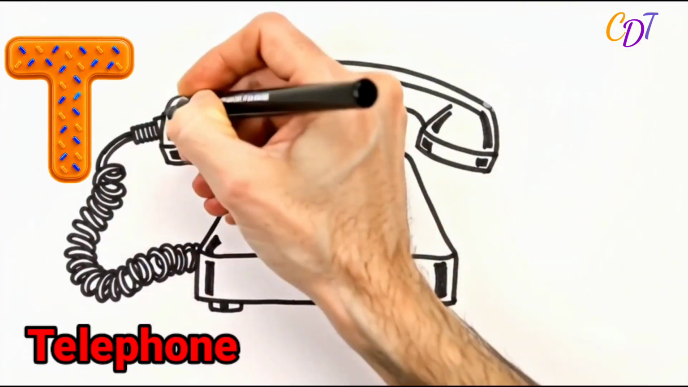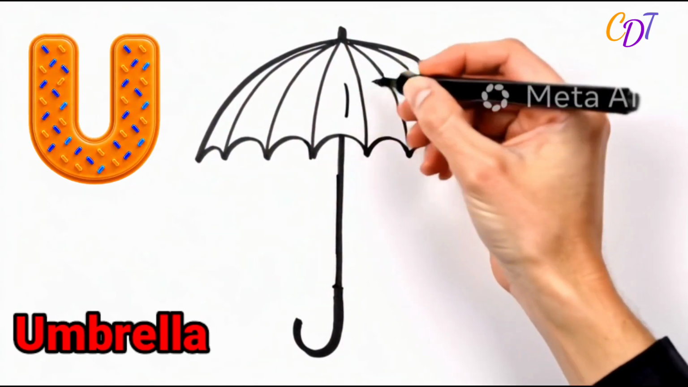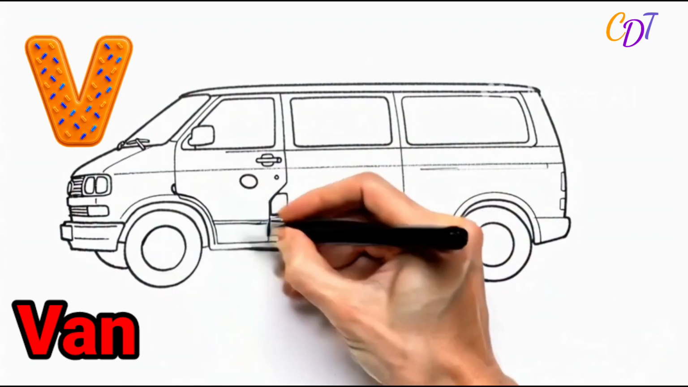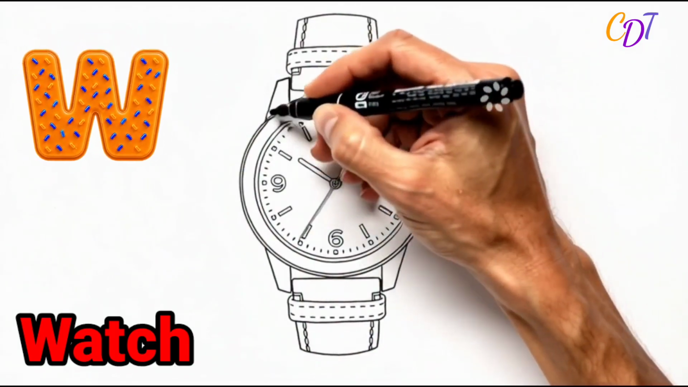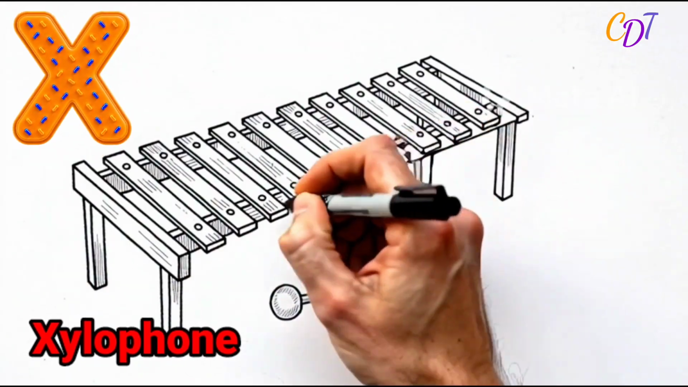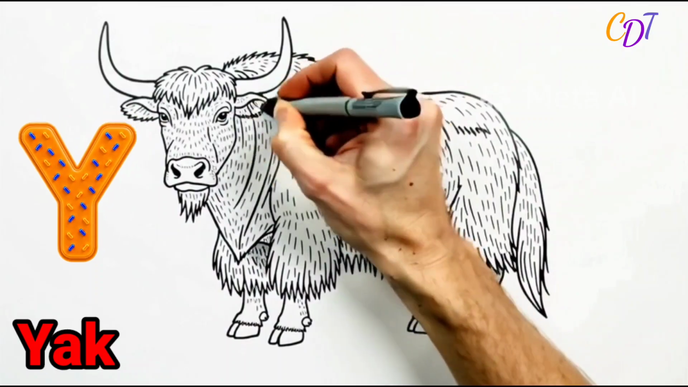U for umbrella. V for van. W for watch. X for xylophone. Y for yak.